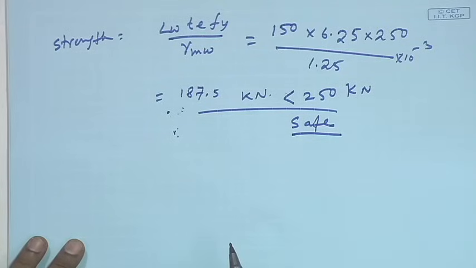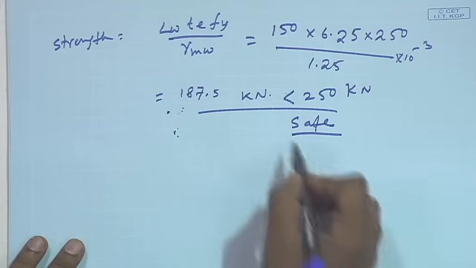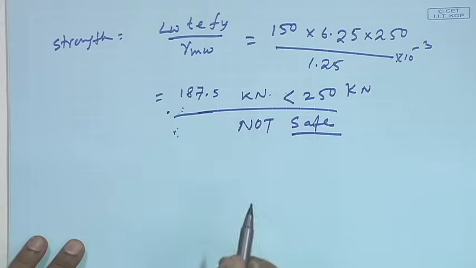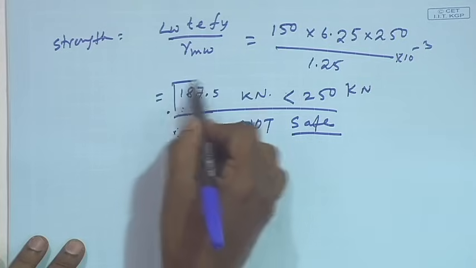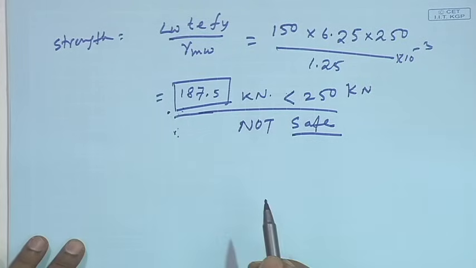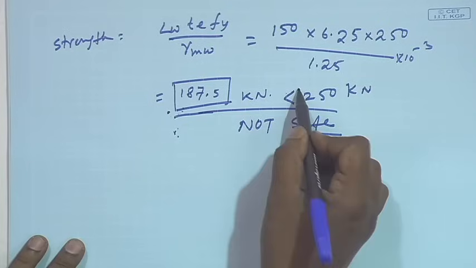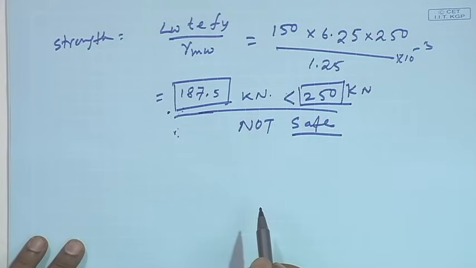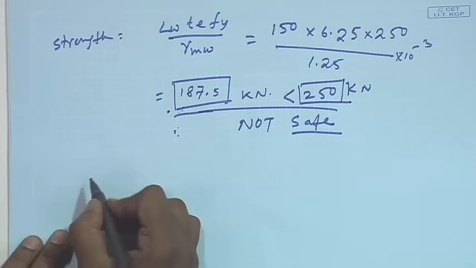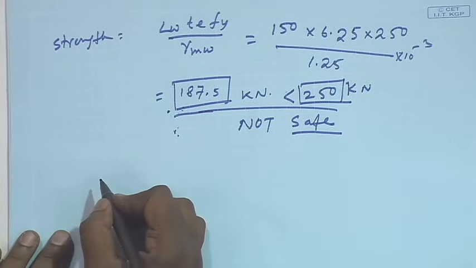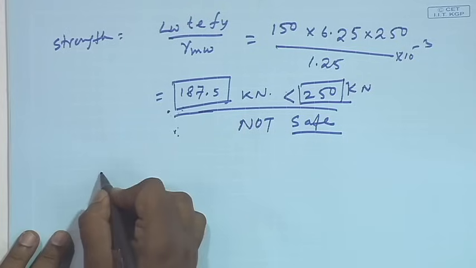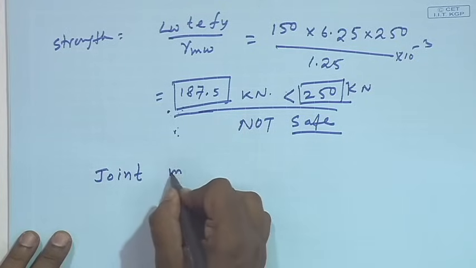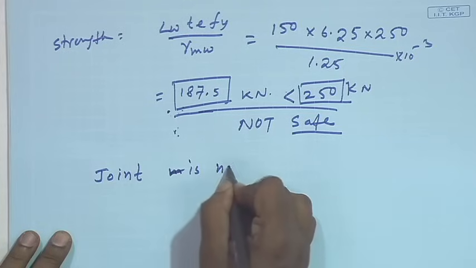So, it is not safe. The design strength is coming 187.5 kilonewton and the external force is 250 kilonewton. So, it is not safe. That means, when we are using a single V groove weld, under this condition the joint is not safe.